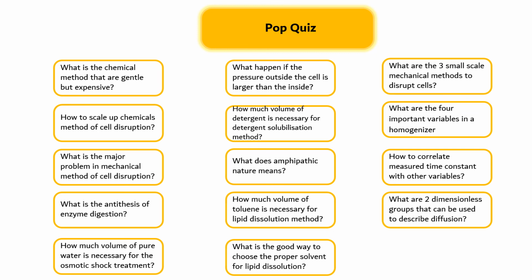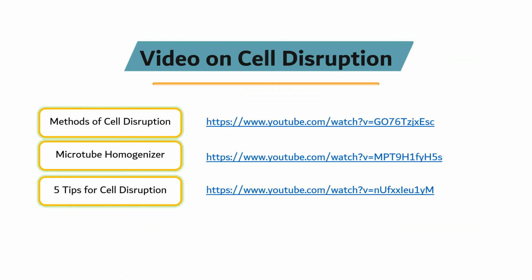What are 2 dimensionless groups that can be used to describe diffusion? Last but not least, what is the physical meaning of Grashof number? You may want to check these videos in YouTube for a better visualization about cell disruption.